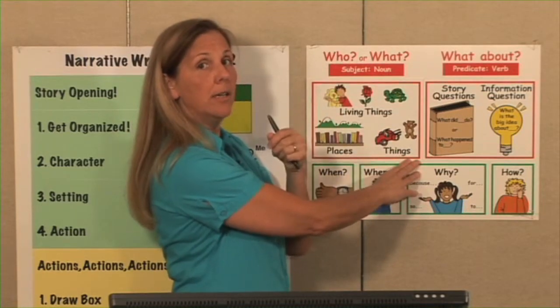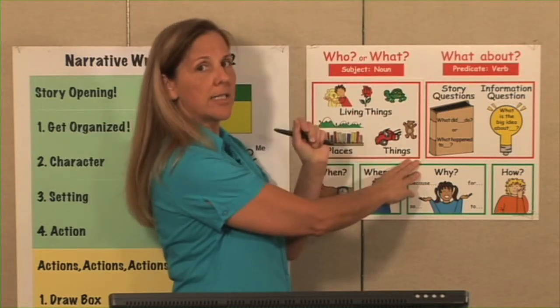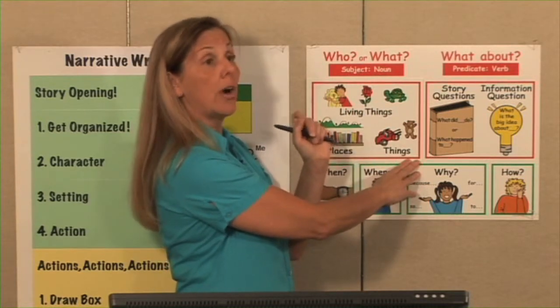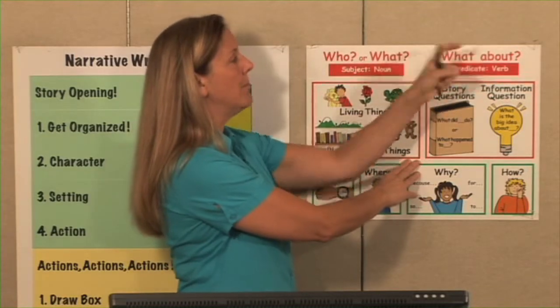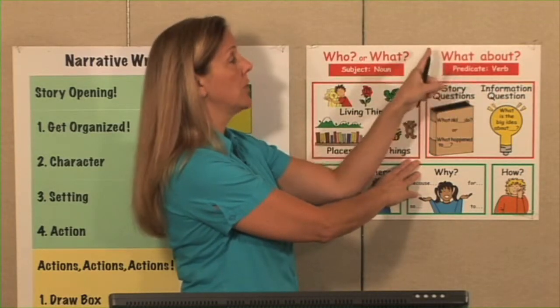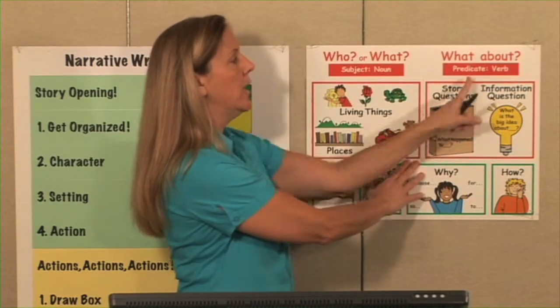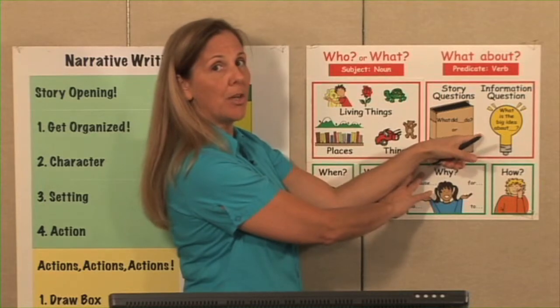And they said, a monkey. So then we went over and said, oh, that's a living thing. Let's say it now, the monkey or a monkey. What about the monkey? Now that's our predicate and verb. Obviously, I'm not going to say that to the students. I'm just saying, what about the monkey? Are we writing a story or asking information about the monkey?